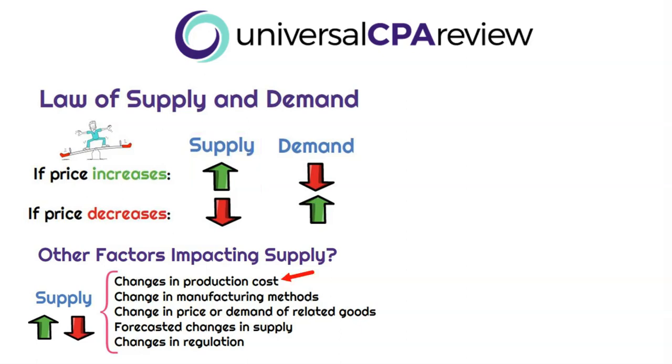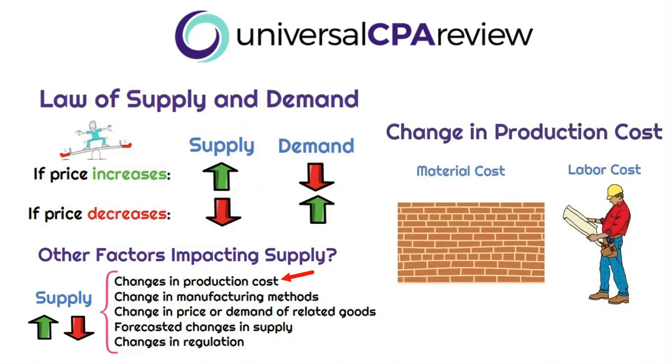The first item is a change in production cost. If the cost to produce a product increases, as a supplier, unless I can get more money for that, I'm going to actually create less. However, if the cost to create a product goes down, maybe material gets less expensive, or labor costs less, and I can still get that same selling price, then I'm going to supply more to the market. So a change in production cost can definitely impact supply in the market.